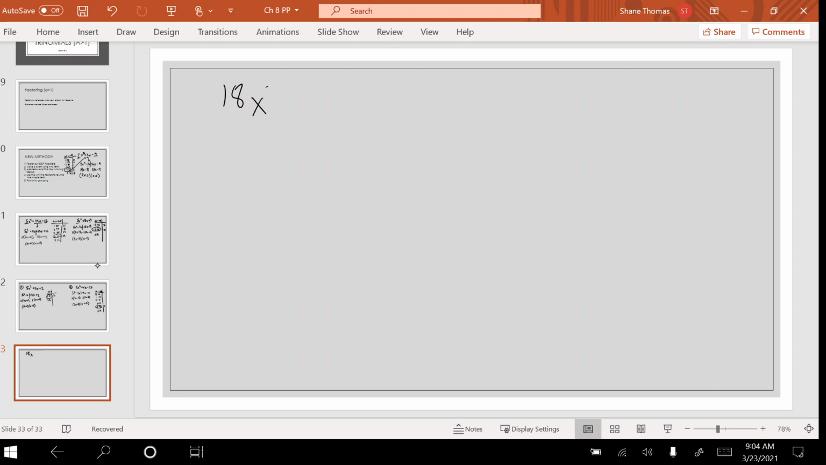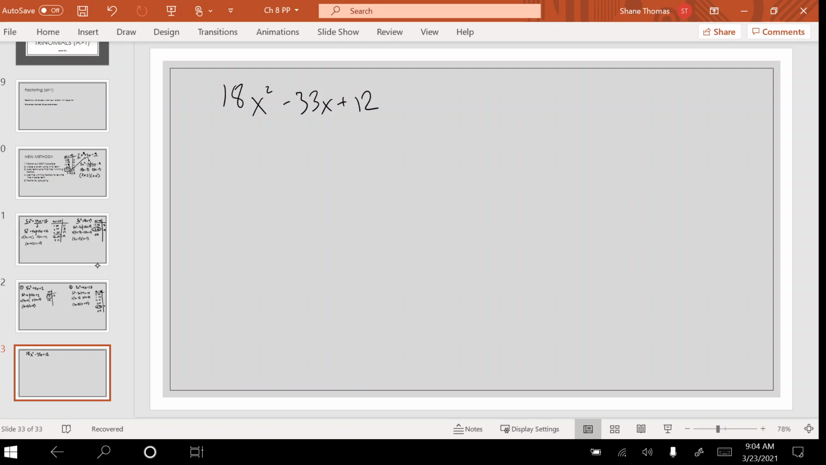So 18x squared minus 33x plus 12. That one looks ugly right off the bat, doesn't it? Okay? That looks funny. So. Oh my god! I don't even know what she said. She said it looks like you. Oh, that's a good looking problem, man.